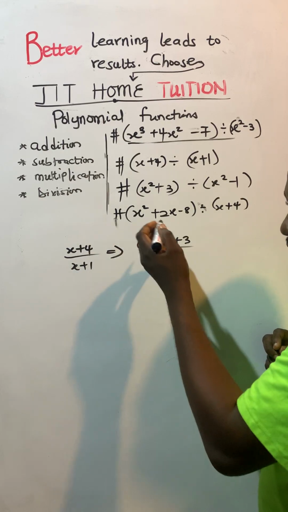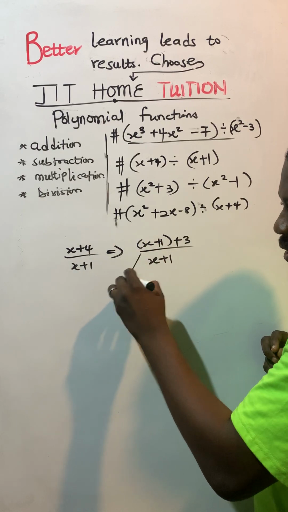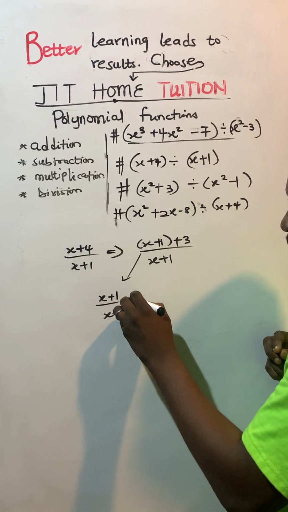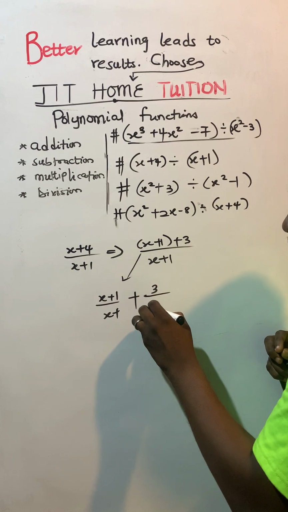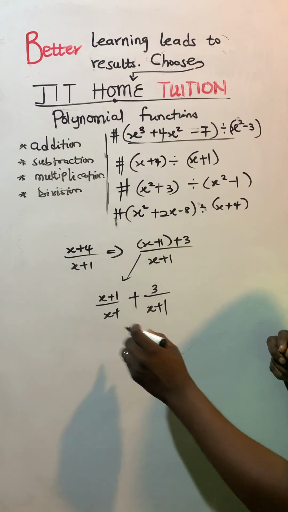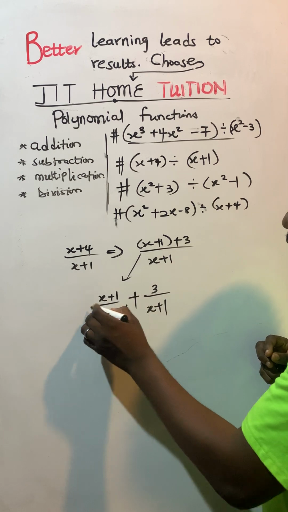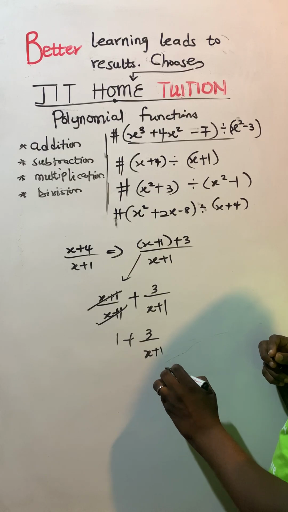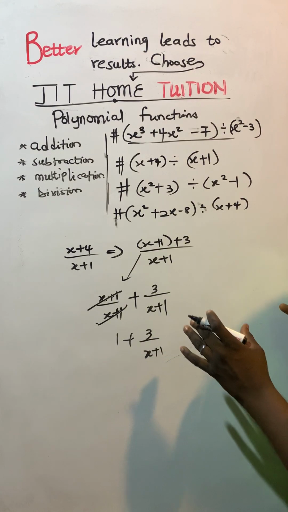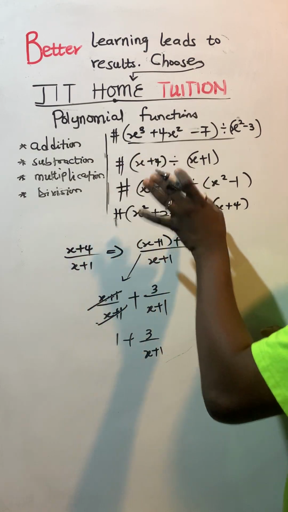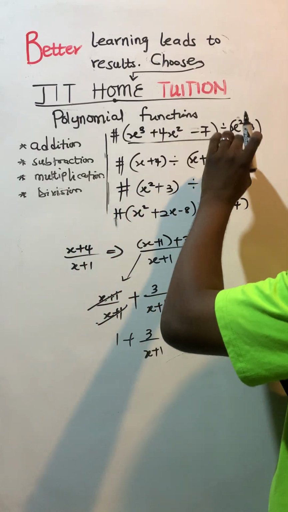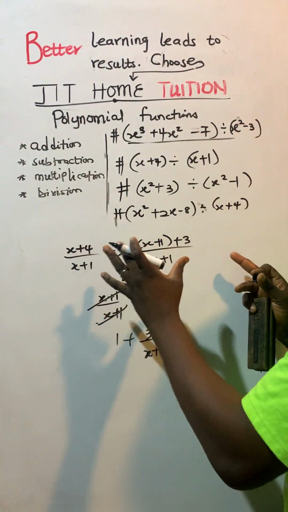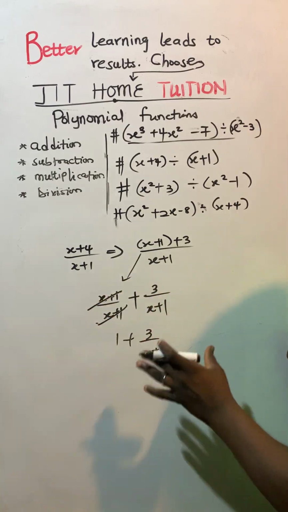Now watch it. What it means is I can rewrite this as x plus 1 on x plus 1 plus 3 on x plus 1. Sorry, the 1 here, they will cancel. That will give you 1 plus 3 on x plus 1. So what I'm saying is that there are instances where the fraction may not be an improper fraction, but when you have it in this way, you can also go about it.